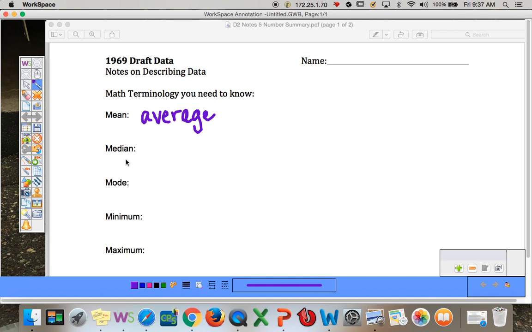The median, if you think about the median of a road, median means middle. So the median is the middle term, or the middle number in a list of numbers. Mode means something that happens most often. Sometimes in a set of data or a list of numbers, there's no mode. Sometimes there's more than one mode, but mode means most.